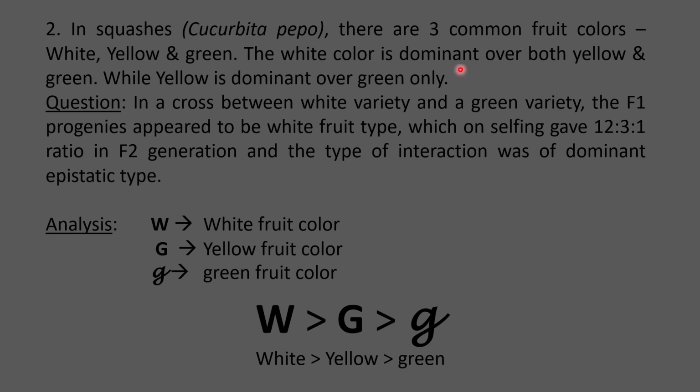What is being given here is there are three common fruit colors: white, yellow, and green. I can take dominant allele W. This will be the non-allelic type. So capital W will give white fruit color, and I'll take capital G for yellow fruit color and small g for green fruit color. So this is clear now. White is dominant over green and yellow, whereas yellow is dominant over green and recessive with the white colored fruit.